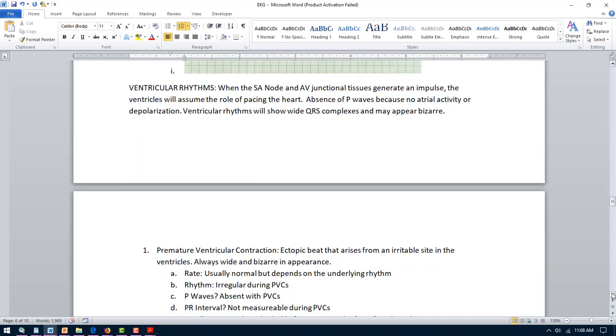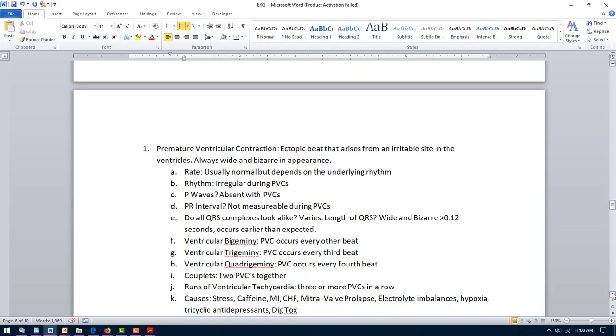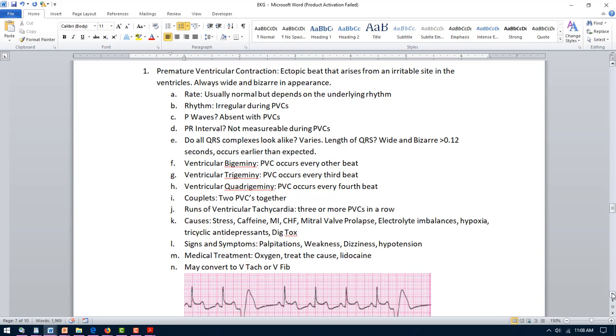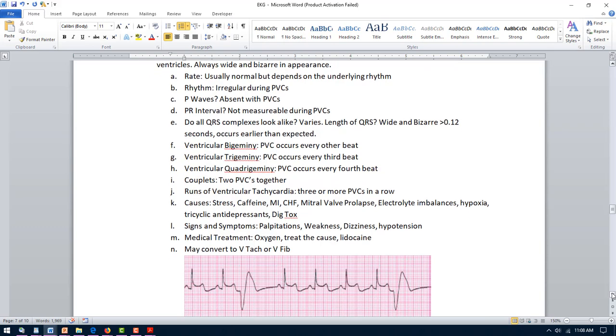Alright, so a PVC looks like that. This is the ventricles contracting early. Generally, the rate's going to be normal, except it's going to be irregular during the PVCs, depending on how many there are. When there's a PVC, we're not going to have a P wave. We're not going to be able to measure that PR interval during a PVC.